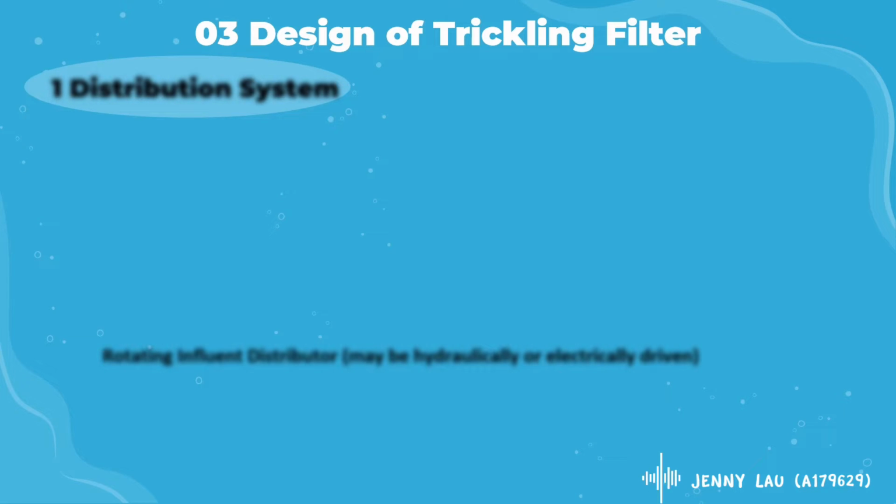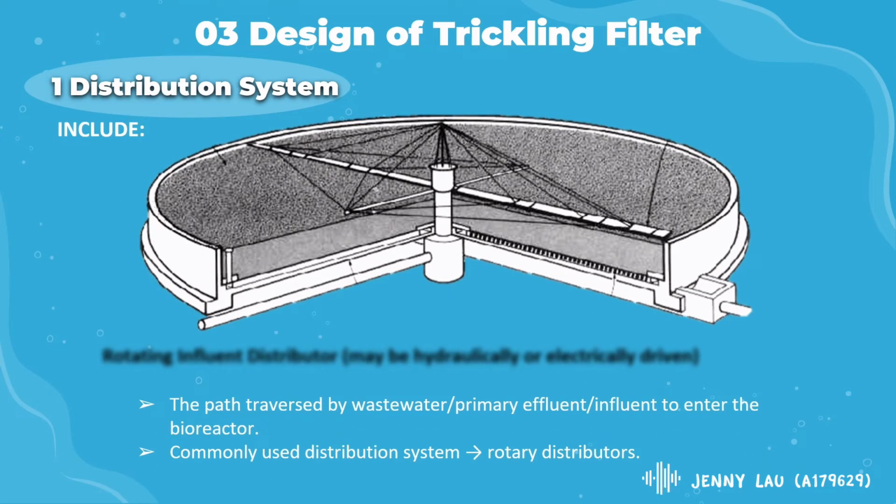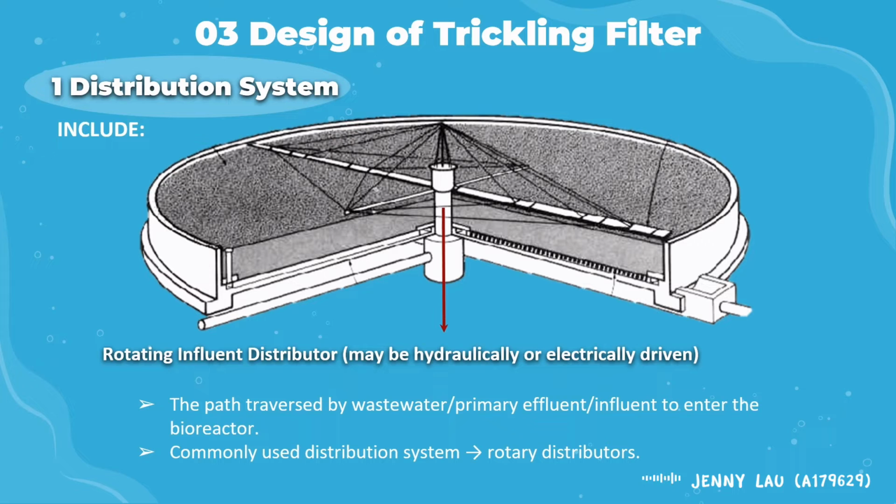The first component is distribution system. It is the path traversed by wastewater or primary effluent, or in other words, influent, to enter the bioreactor. The commonly used distribution system is the rotary distributor. The rotary distribution system typically includes a rotating influent distributor and contacting influent distributor arm. The rotating influent distributor may be hydraulically or electrically driven.